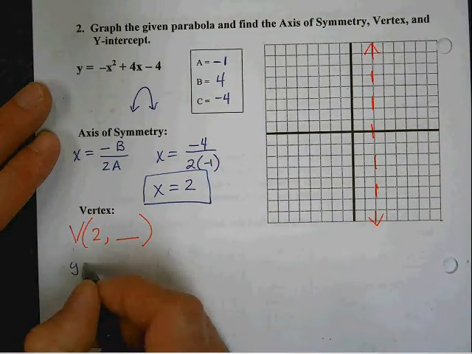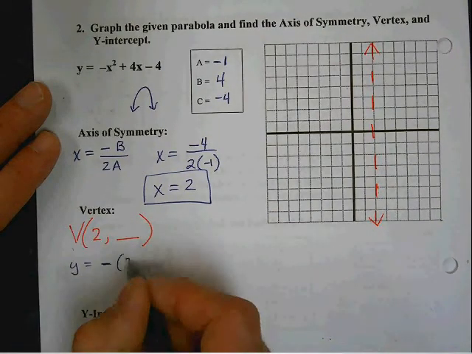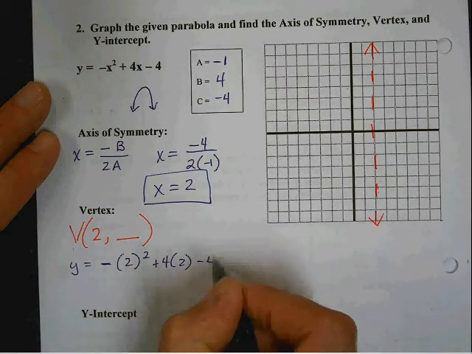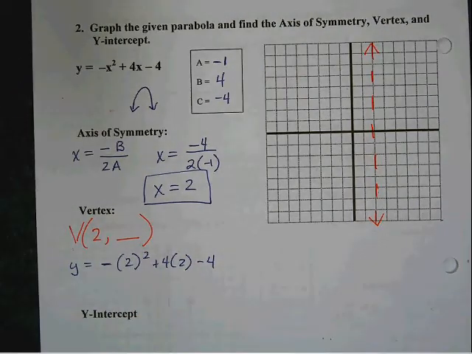Be careful here. The opposite of 2 squared plus 4 times 2 minus 4. Be really careful as you think through this. Are you squaring 2 or are you squaring negative 2? You're squaring 2. So Ryan, be careful as you work this one. That's going to be 2 squared is 4, so it's negative 4.